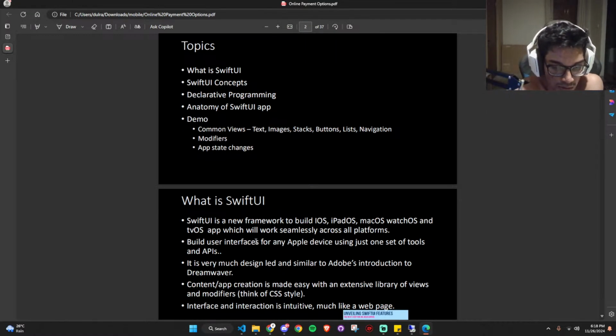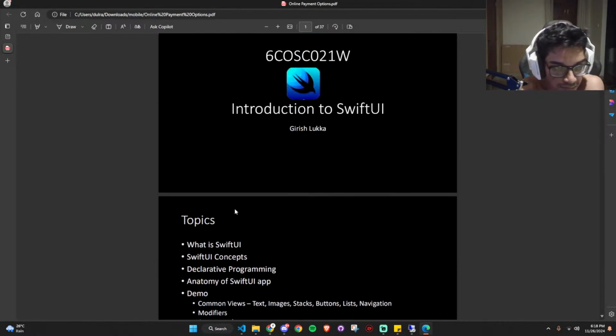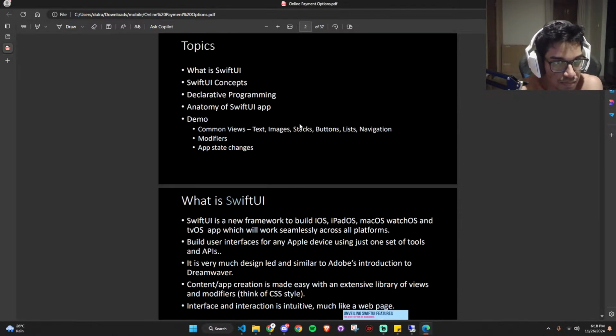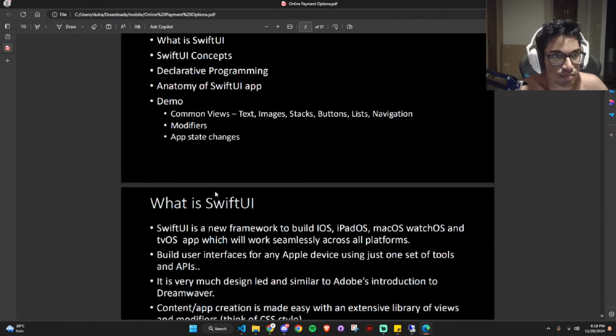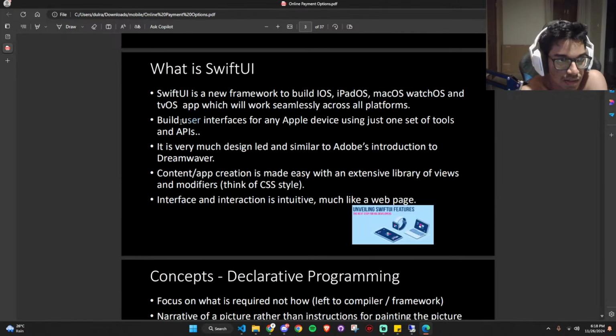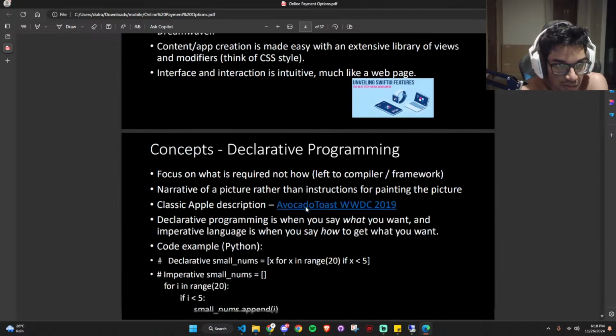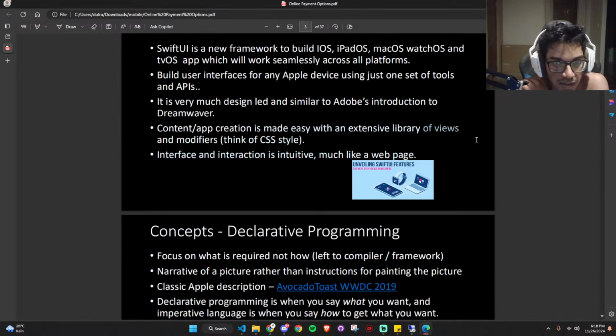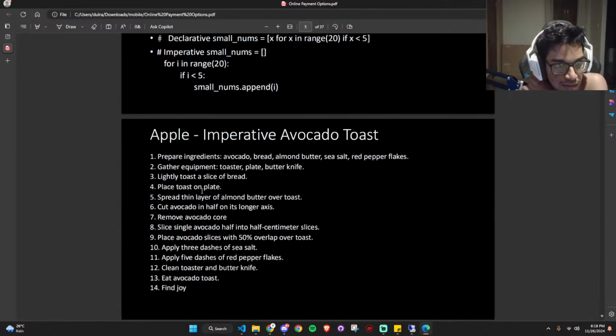Okay, so pretty much. Modifiers, app state changes, just using one set of tools and APIs, it's much similar to Adobe's introduction to Dreamweaver. Okay.